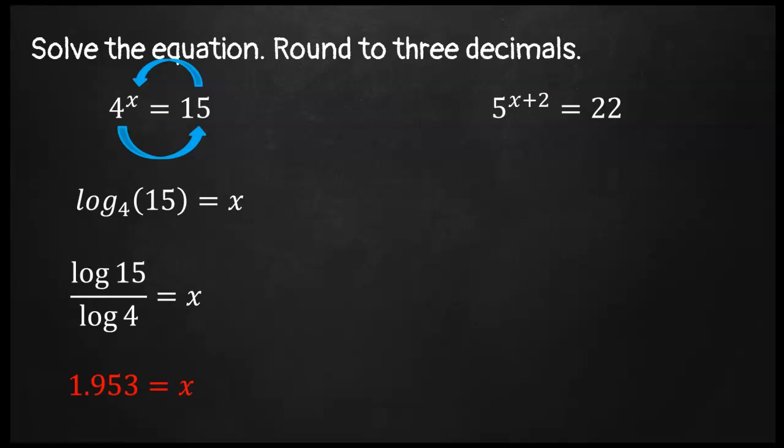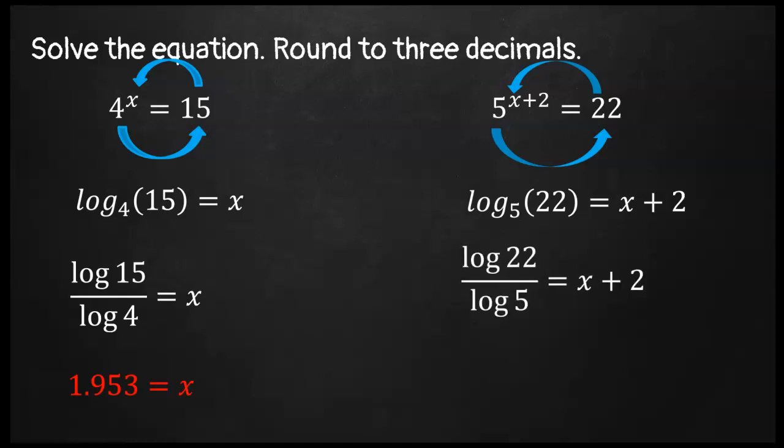Now in our next example, we have 5 to the x plus 2 is equal to 22. So let's rewrite in logarithmic form. We have the log base 5 of 22 is equal to that exponent, which includes together the x plus 2. So we can do our change of base formula on the left-hand side. We have log of 22 over log of 5. And remember, we can simplify that, so we can write 1.921. And remember, we have to solve for x, so we subtract 2 from both sides, which is going to get us an answer of negative 0.079.